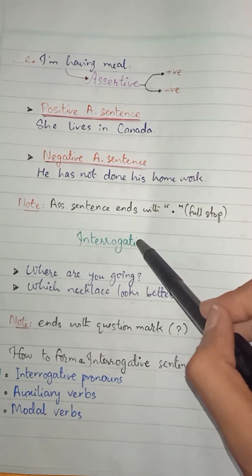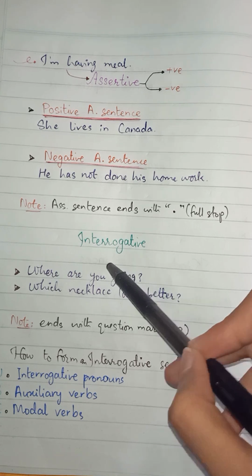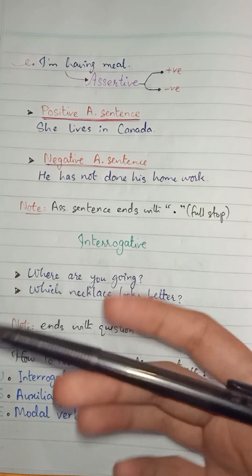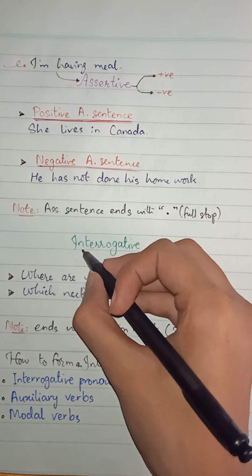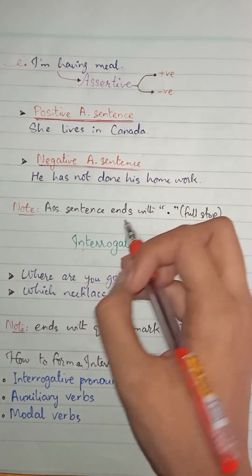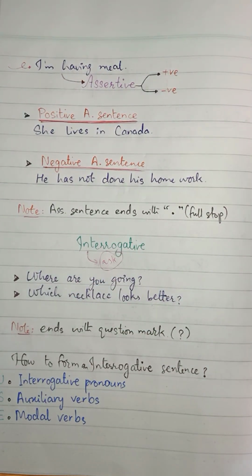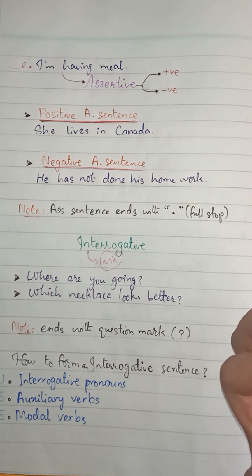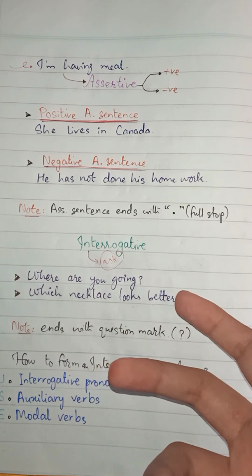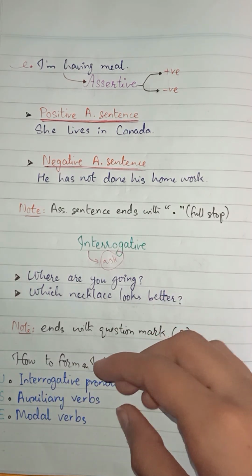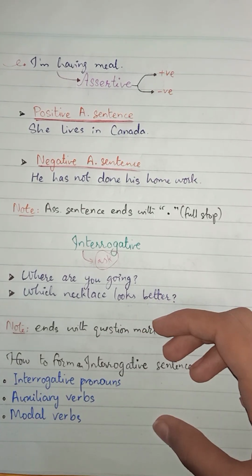And now the second type of sentence is interrogative sentence. Interrogative sentences are the sentences that ask some question or query or whatever. So basically they ask, right? Interrogative sentences can basically be formed in 3 ways, by 3 things: either interrogative pronouns or auxiliary verbs or modal verbs, ठीक है?